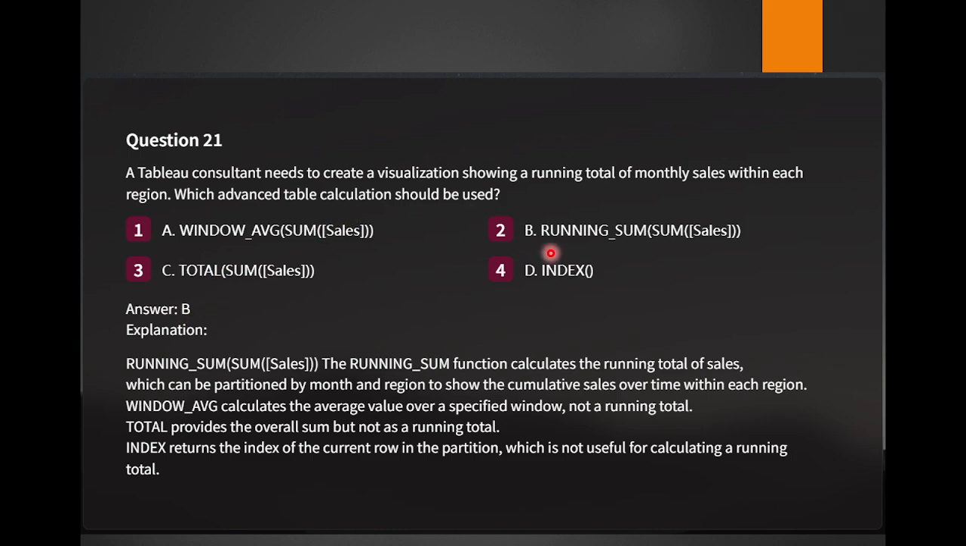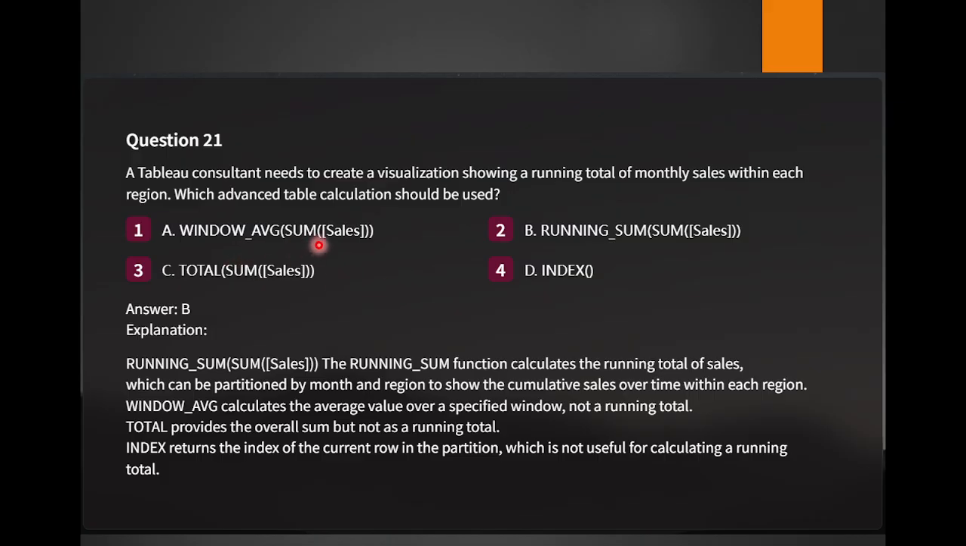So here the option is B, running sum of sales. The running sum function calculates the total of sales, which can be partitioned by month and region to show the cumulative sales over time within each region. So option B is correct.